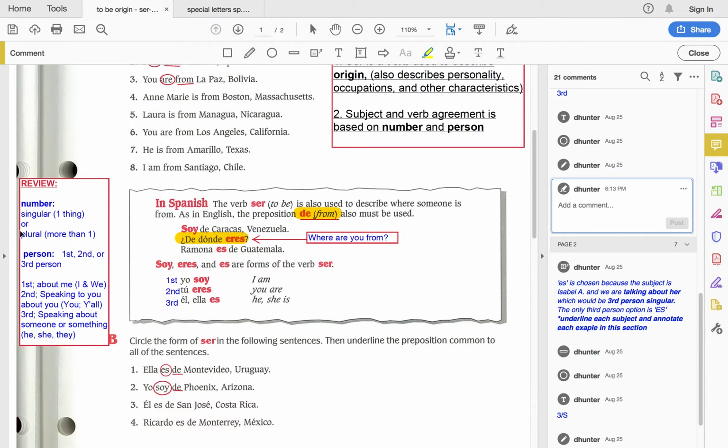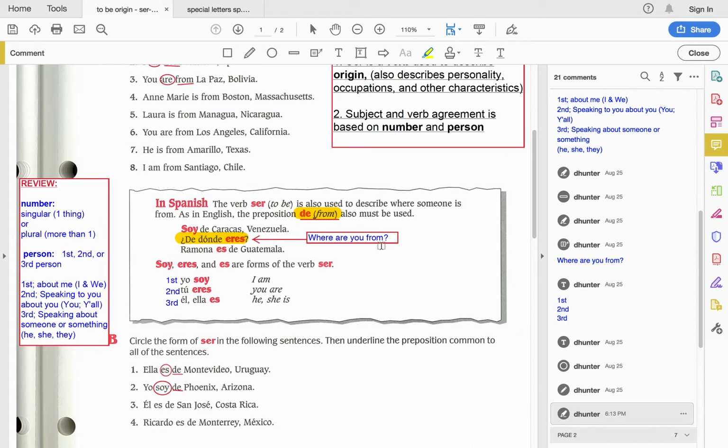Quick review. When we're talking about these new forms of the verb to be, we're talking about ser. What we're going to learn today is broken down into three categories. We have soy, eres, and es. We see here that these are all three singular, meaning all talking about one person. I, you, he, or she. When we're talking about more than one, that would be plural.